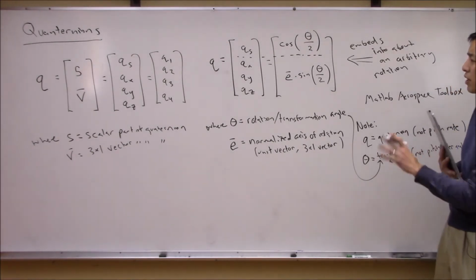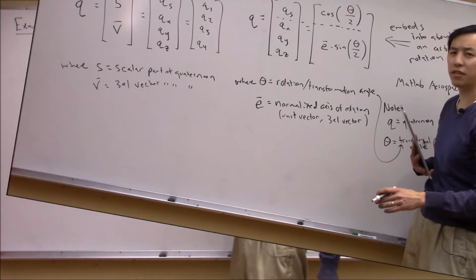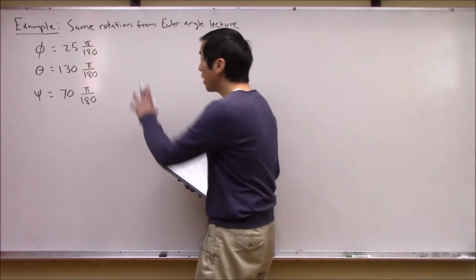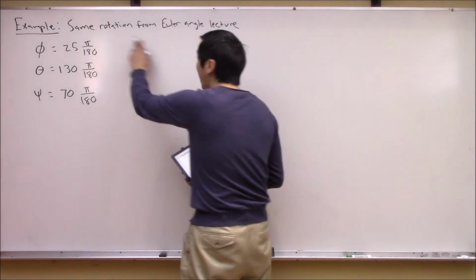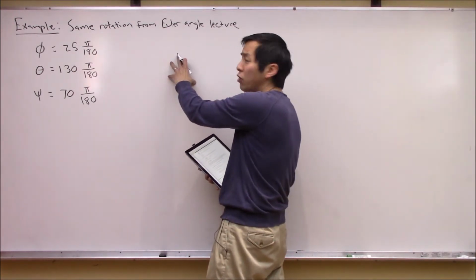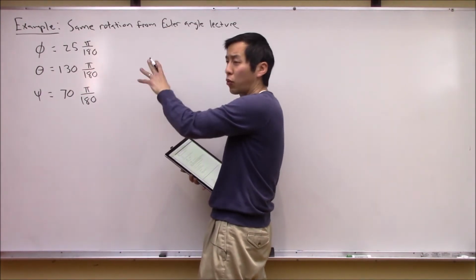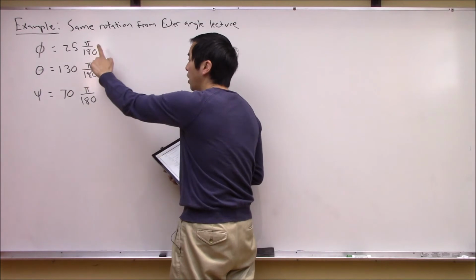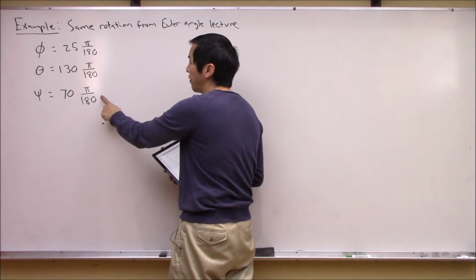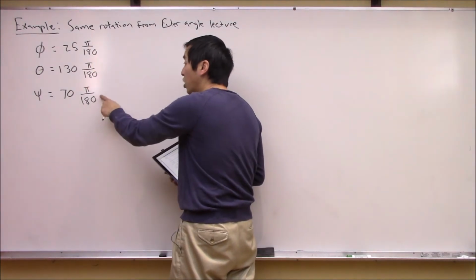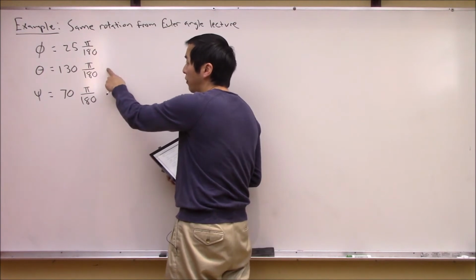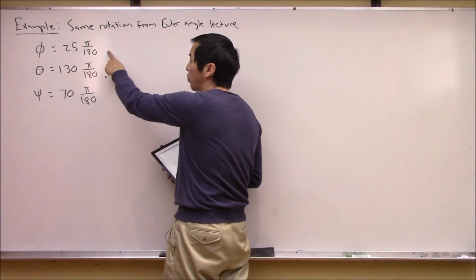So give me a second to pause the camera, erase the board, and we'll hit an example. All right, so the example I want to look at is actually the exact same rotation that we looked at in our previous lecture when we were discussing the Euler angles and the Euler rotation sequence. Namely, we had a yaw angle of 70 degrees, a pitch angle of 130 degrees, and a bank angle of 25 degrees.